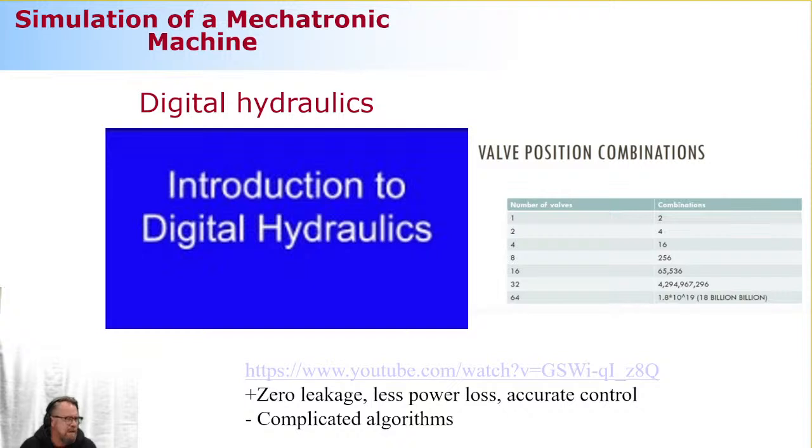I don't know if it is really a true statement, because I just explained that whenever there's hydraulics, there is always a leakage. You cannot get rid of the leakage, but they say there is zero leakage. There is less power loss. Yeah, maybe, but it really depends on how you're designing your pump.